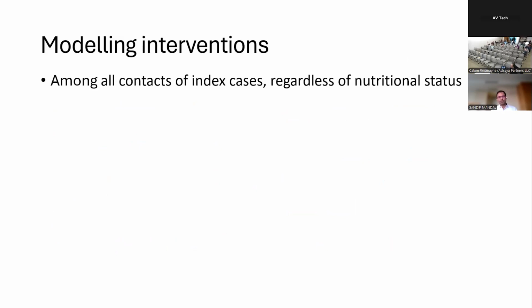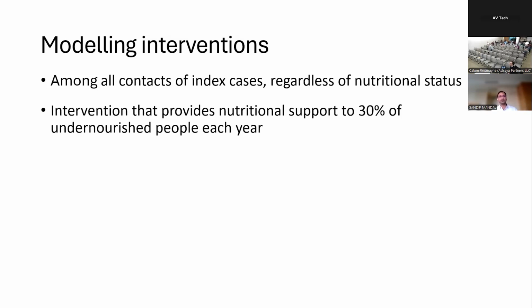Through this model, we studied 2 scenarios. One, if we give nutritional intervention to all contacts of index cases, regardless of nutritional status, which is actually what was done in the recent trial. And in an alternative scenario, not thinking about household contacts, if we can cover 30% of undernourished people each year, what could be the impact of nutritional support in India as well as in other countries.